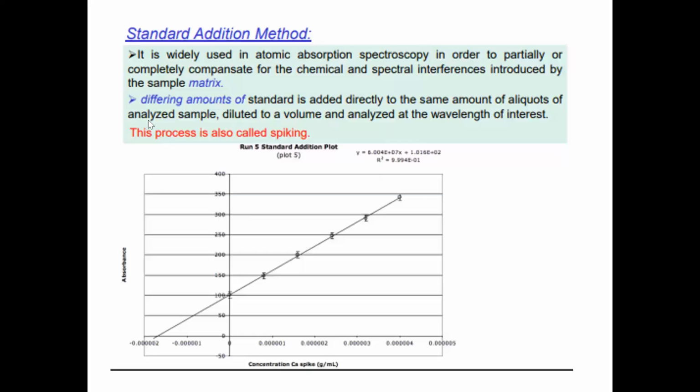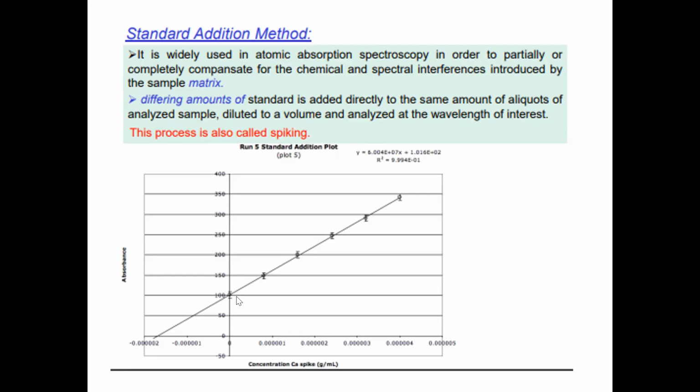You're saying here that it's used for sample matrices, okay, to get around some matrix interferences. So you see here, you can have different amounts of standard used. You can use 5 milliliters and then add it to your sample continuously. What that means is the absorbance increases continuously, right?